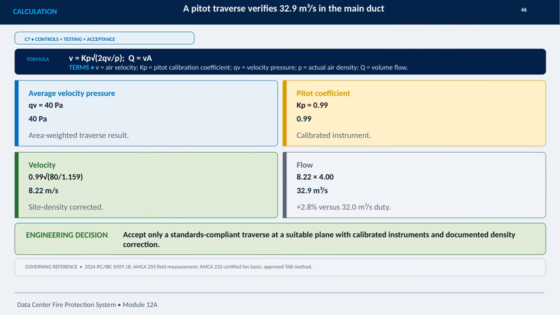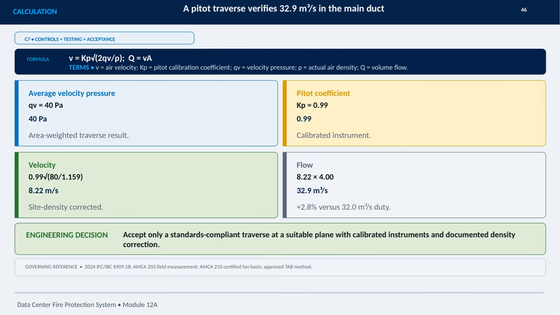This slide demonstrates how a pitot traverse confirms the main duct airflow, using measured conditions rather than relying only on the fan duty rating. The calculation starts with an area-weighted average velocity pressure of 40 pascals, a calibrated pitot coefficient of 0.99, and an actual air density of 1.159 kilograms per cubic meter. Applying those values gives a site-corrected air velocity of 8.22 meters per second.